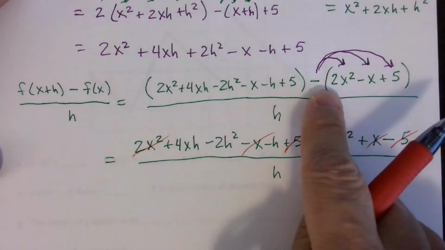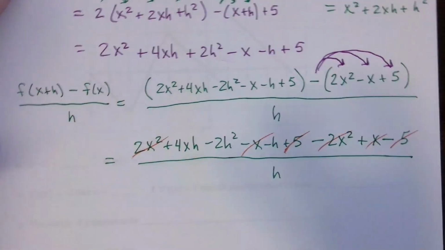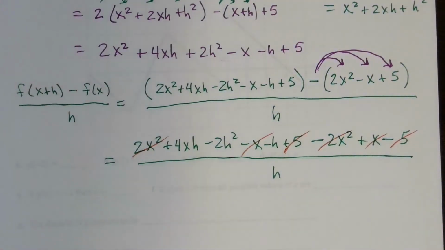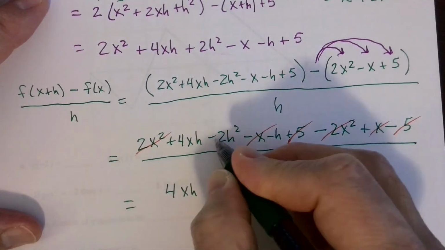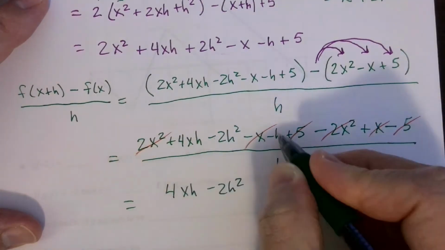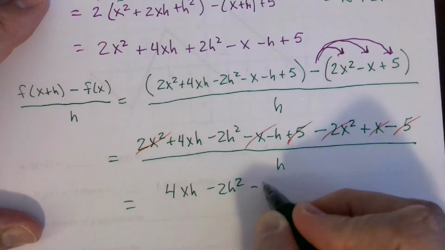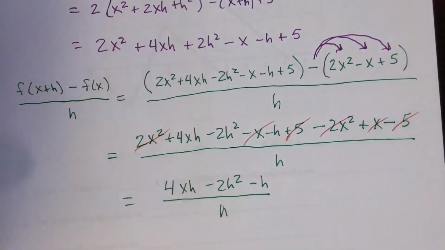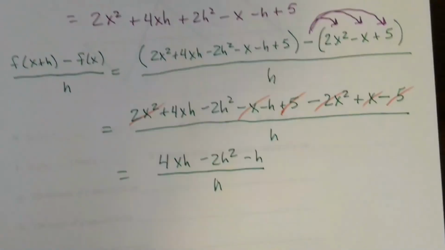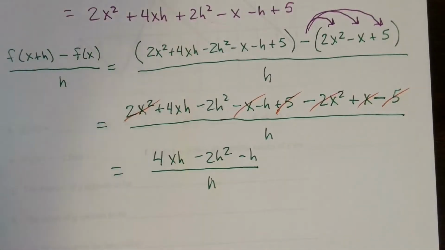You'd be in a world of hurt if you forgot to distribute this negative sign, because you wouldn't have that, and you would have an incorrect result. So what's left? Be very careful what's left. I've got a 4xh up top. I've got minus 2h squared. And don't forget this little negative h. It's also up there. All divided by h. So the top simplifies down quite nicely. You say, wow, that's great. We're simplified, right? There's more we can do.